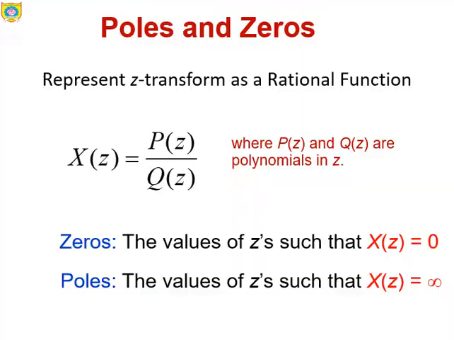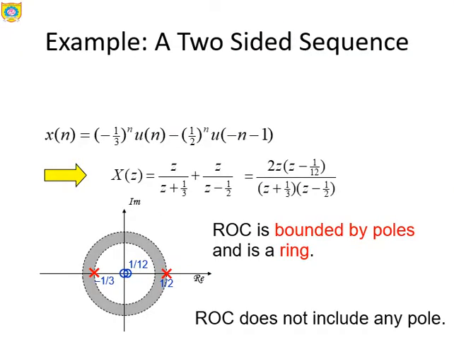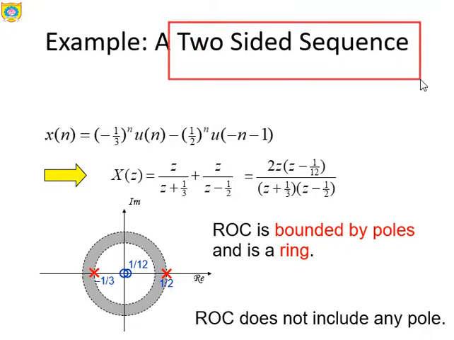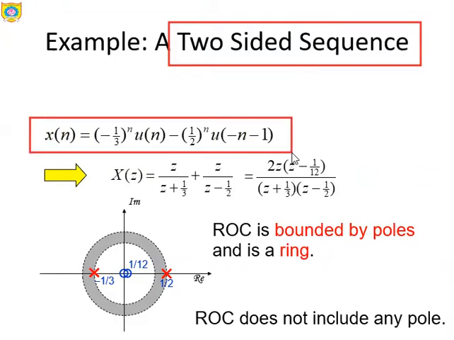In the last session we have already seen what poles and zeros are for the left sided as well as the right sided sequence. Let's see what exactly it will be for a two-sided sequence. When we discuss the two-sided sequence, let's take one example for getting X(z). Let's say the sequence is given as x[n] = (-1/3)^n u[n] - (1/2)^n u[-n-1].